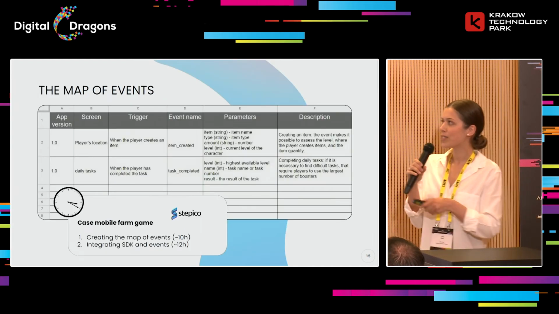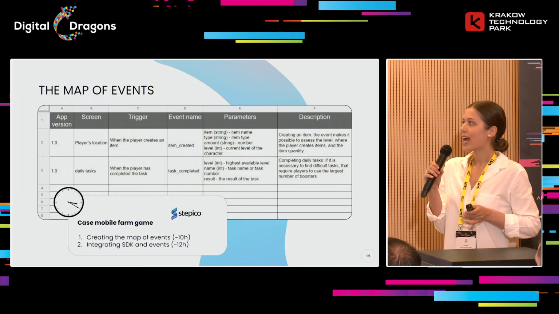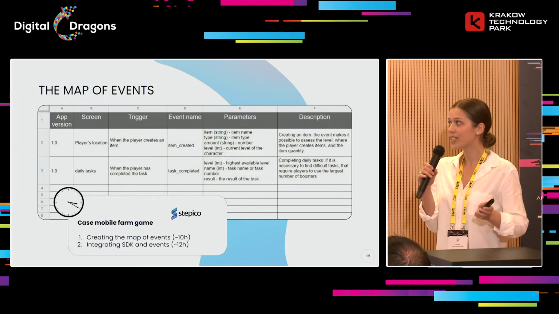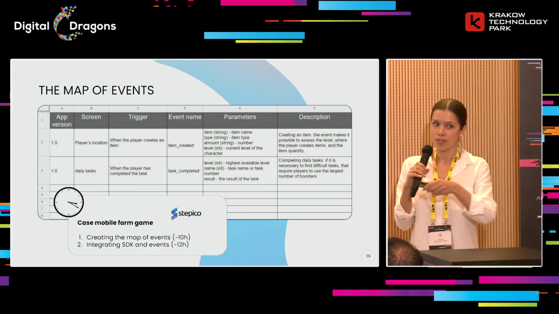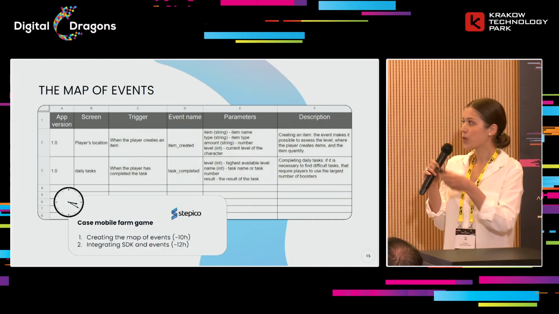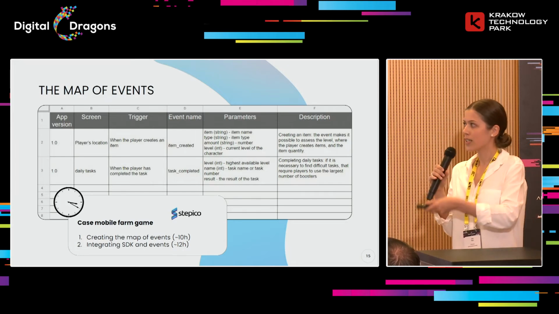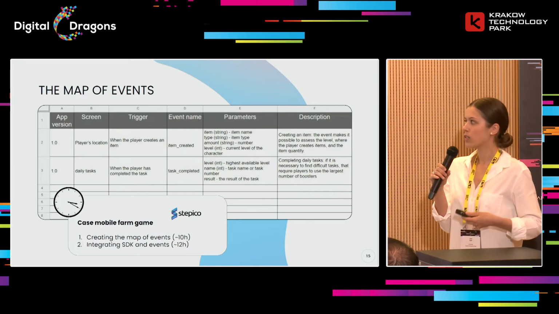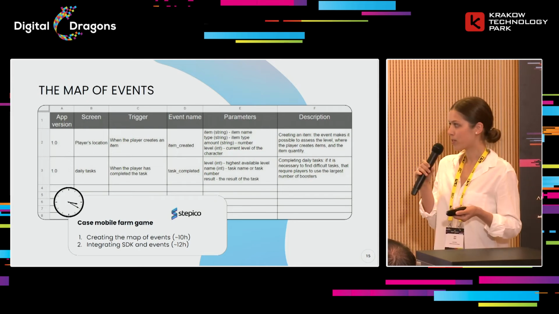And some people ask, where should we create a map of events? Actually, just a standard Excel file would work perfectly for this. Just make sure that it contains the app version, and the screen in which the action is performed. For example, maybe it's the main screen, maybe it's the game shop. You should also write the trigger, the condition when this event is triggered, the event name, of course, and some parameters.